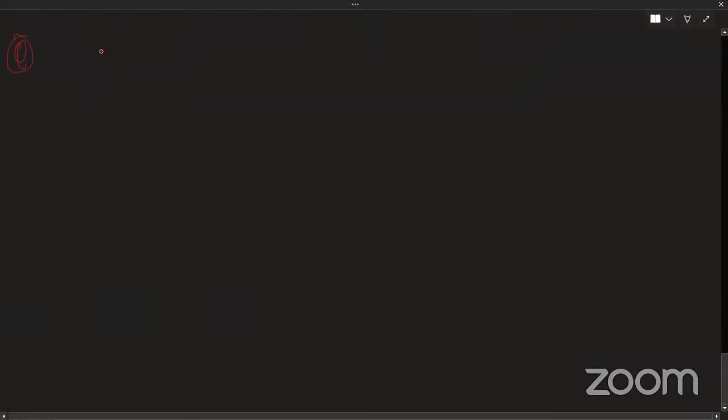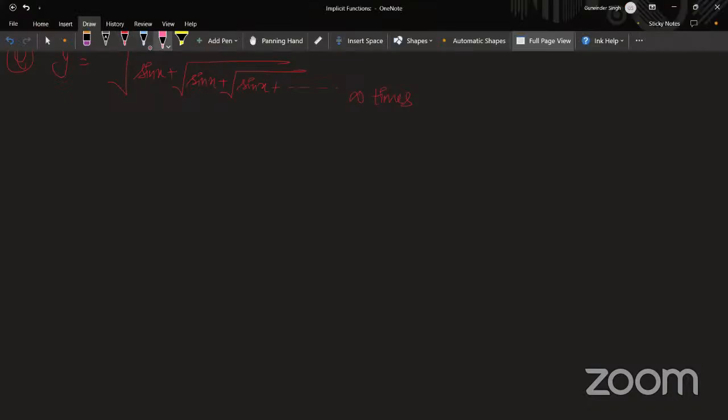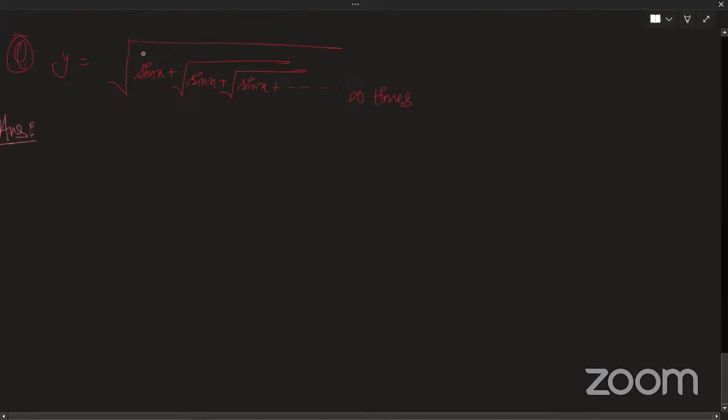So let us try one logical type of question. You have got y equal to the infinite square root of square root of sin x plus square root of sin x plus square root of sin x plus infinite times. So basically uncountable times. And you need to find the dy by dx of this.